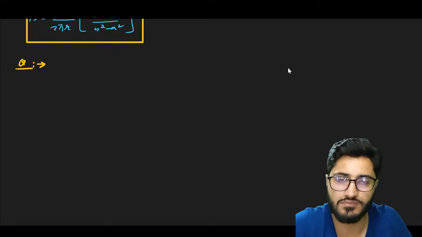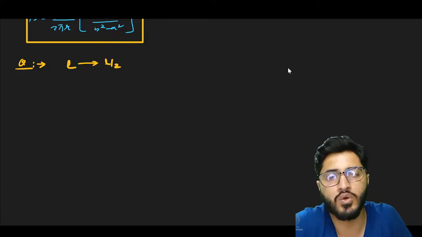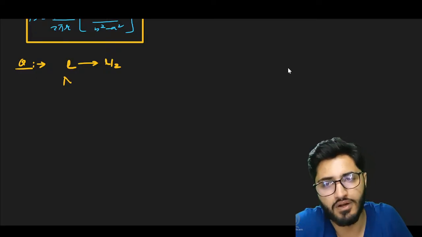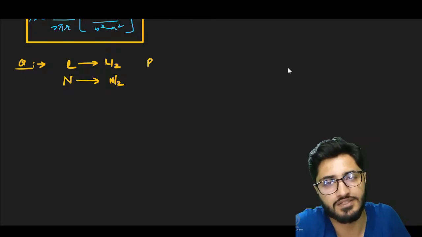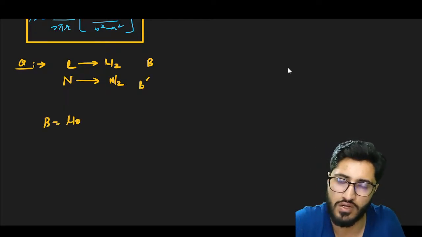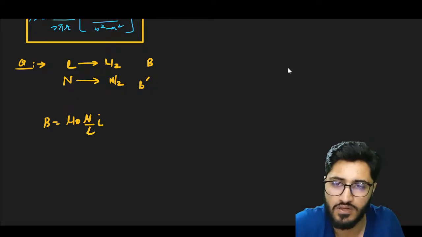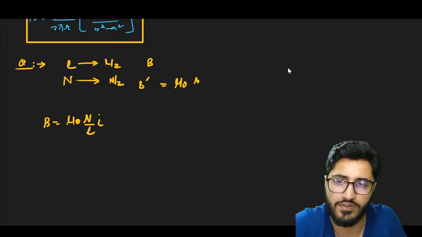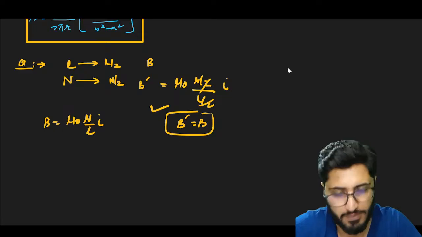The question is: if the length is reduced to half and the number of turns is also N by 2, then what will be the effect on the magnetic field if initially it is B? What is B dash? So B is equal to mu naught n, that is per unit length, times I. Now in the second case it would be mu naught times N by 2 over L by 2 into I, which cancels out, so B dash came out to be B.